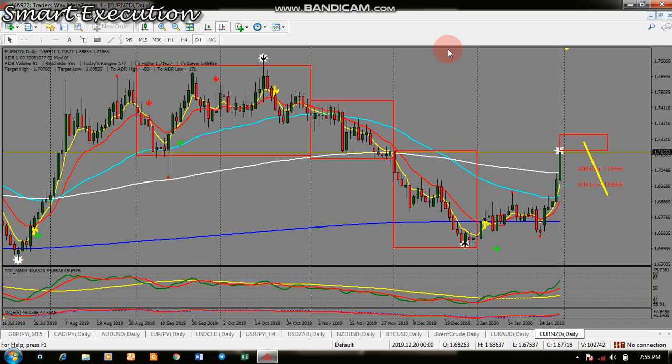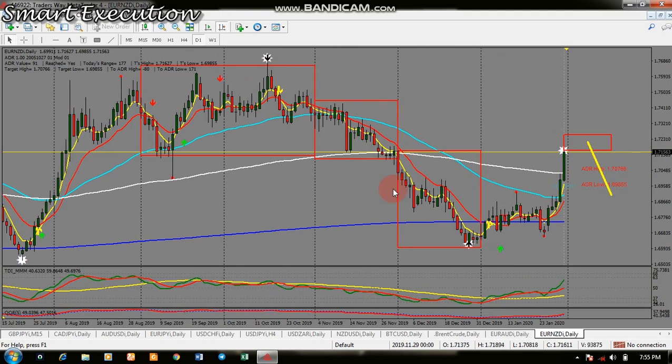On some forex pairs, I'm looking at Euro NZD. This is the first one. Since we have completed level 2, now we're waiting for a reset or a safety trade.